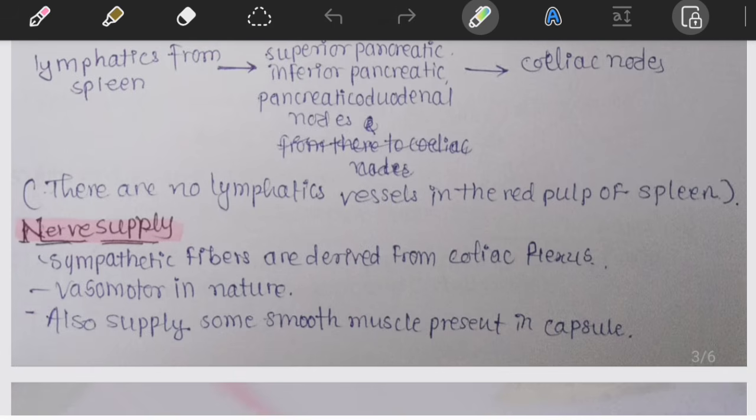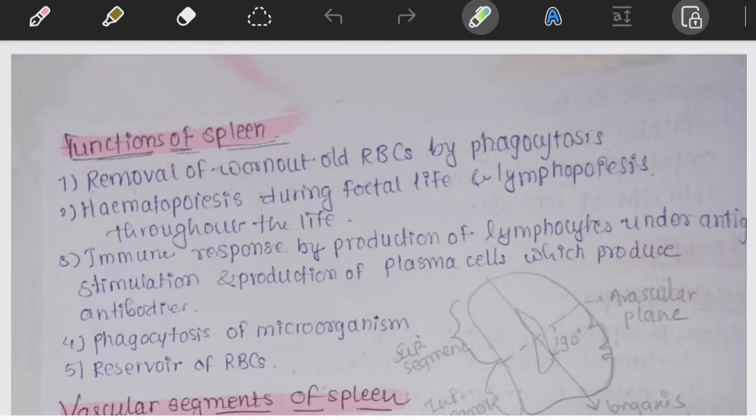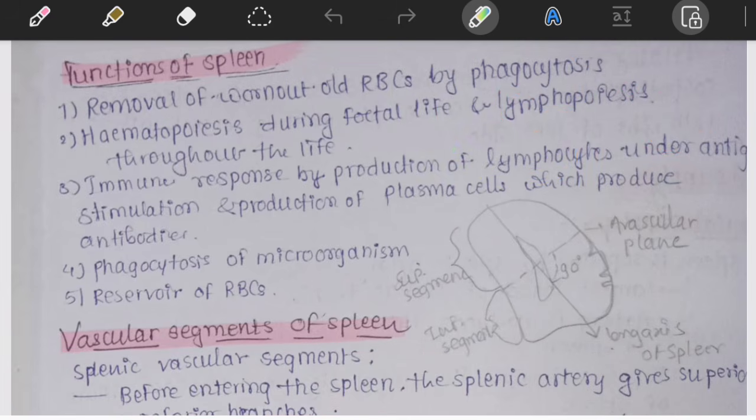Now let's answer the most basic questions. Why do we even have a spleen? Think of the spleen as three things: blood filter, immune organ and blood reservoir. Removal of the old RBCs. The spleen removes old and abnormal red blood cells mainly through phagocytosis. So think of the spleen as the body's RBC quality control department.